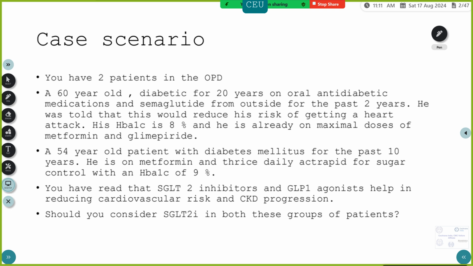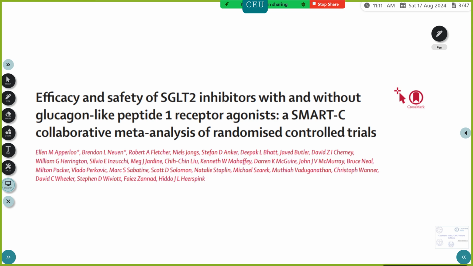We have one patient who is already on a GLP1 agonist and the other patient is not. We want to know whether we should start SGLT2 in both these groups of patients. Will the effects be differential across both these groups of patients, or will it be independent of the GLP1 use? For this, we looked at this meta-analysis, looking at efficacy and safety of SGLT2 inhibitors with and without GLP1 receptor agonists. It's a SMART-C collaborative meta-analysis of randomized controlled trials.